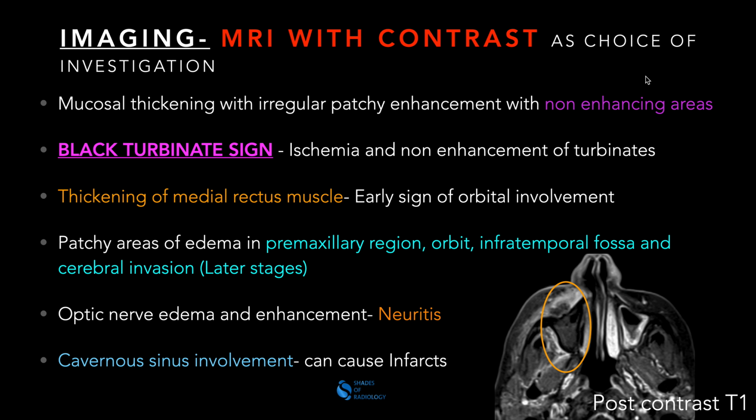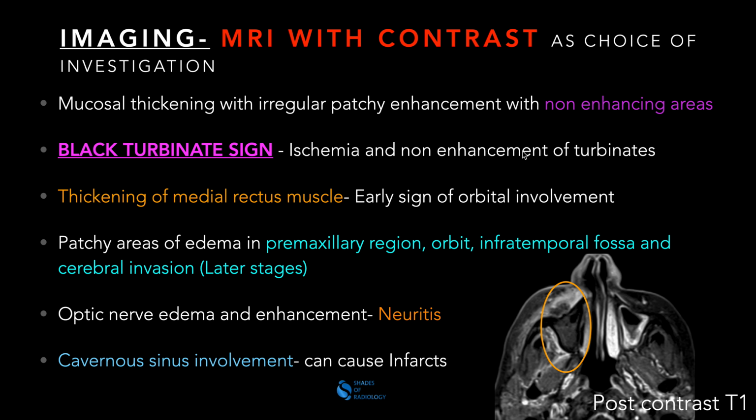Coming to the imaging aspect, MRI with contrast is the investigation of choice to know the extent of involvement, what exactly is happening in the sinuses, whether it is extending into the orbit or to the brain. And what do we see in MRI? That is mucosal thickening with irregular patchy enhancement with non-enhancing areas. This is very important.